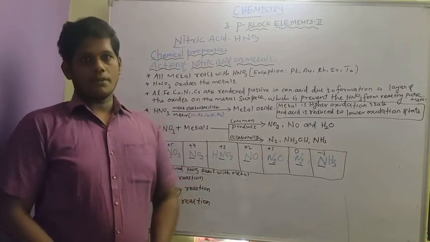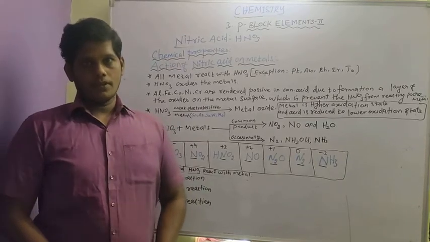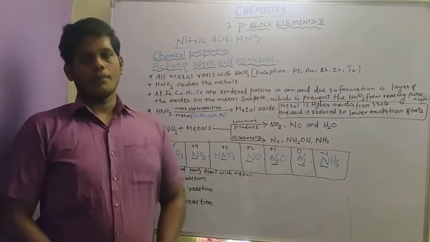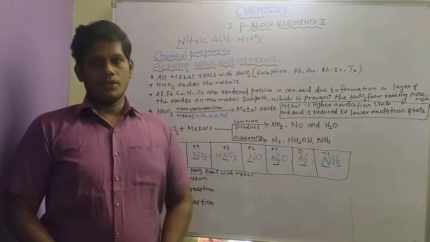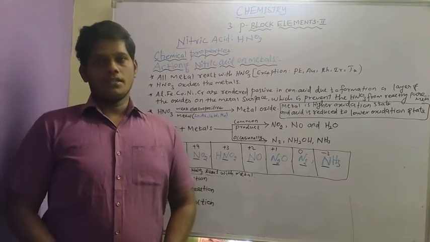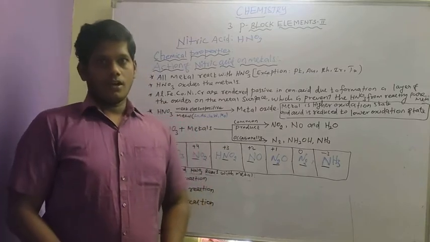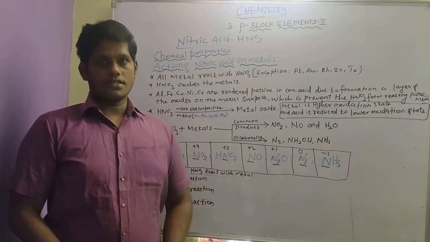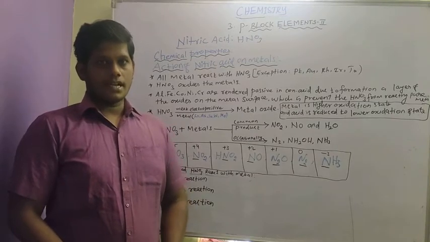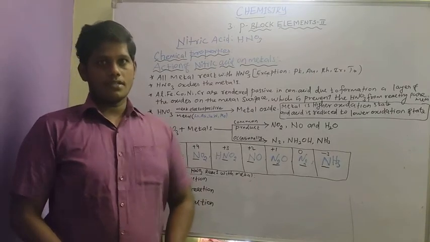Now the chapter is P block element 2. The topic is chemical properties of nitric acid. In our previous video, two chemical properties were discussed: acid behavior and oxidizing agent. That means nitric acid acts as a good oxidizing agent.